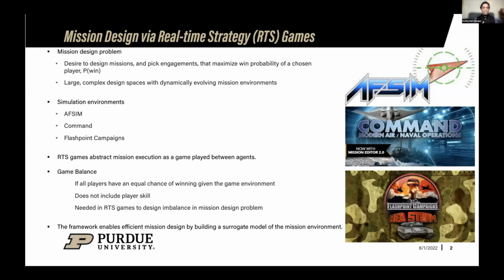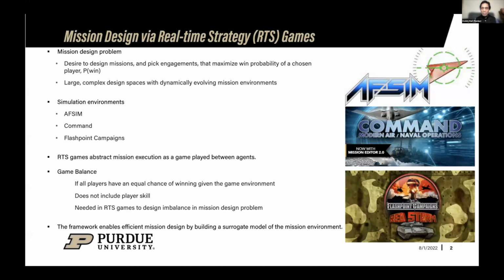So there are a lot of simulation environments that have been built in order to address the challenges posed by mission engineering and design, MEAD. Some of those are ASME, which is Advanced Framework for Simulation and Integration and Mission Software. Then there is Command, Flashpoint campaigns, and whatnot. But these are actually very complicated simulation tools. And some of those have been used by the US Air Force, Department of Defense, DARPA, and such.